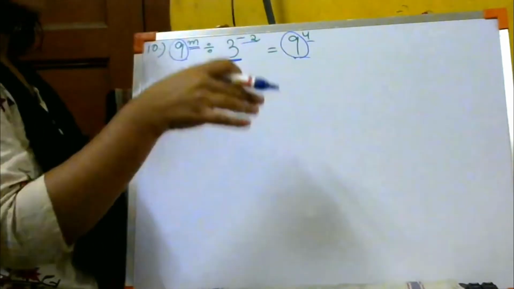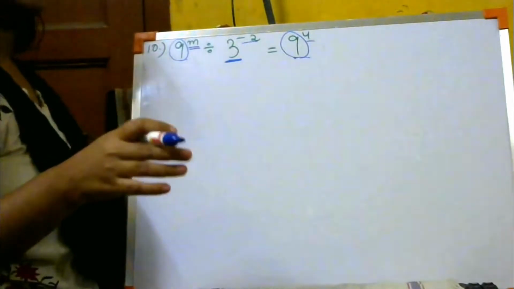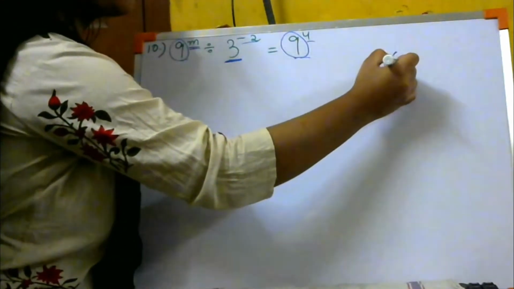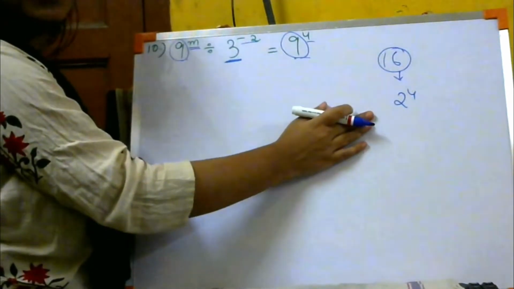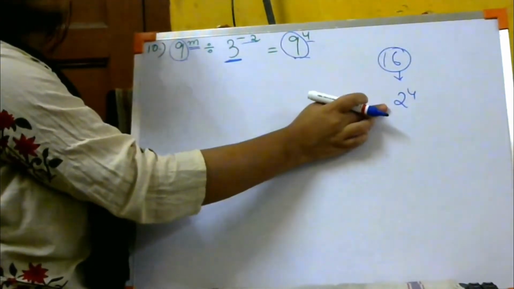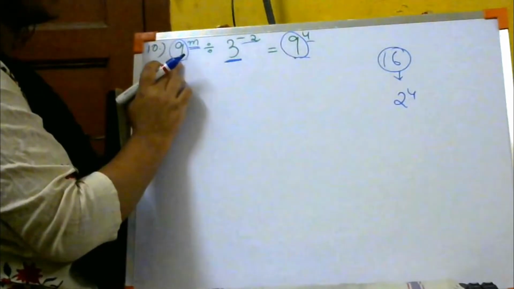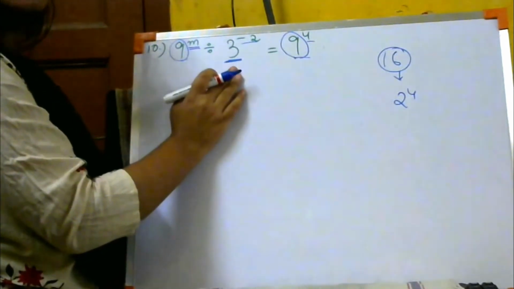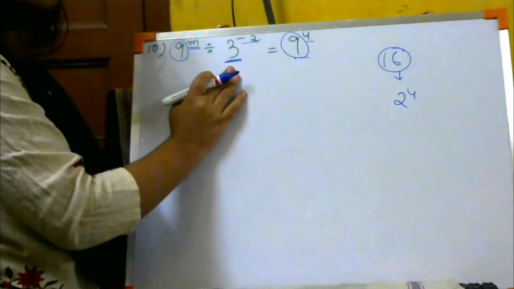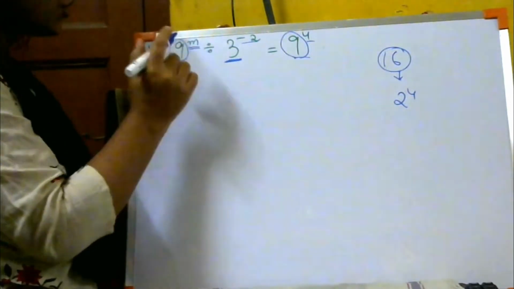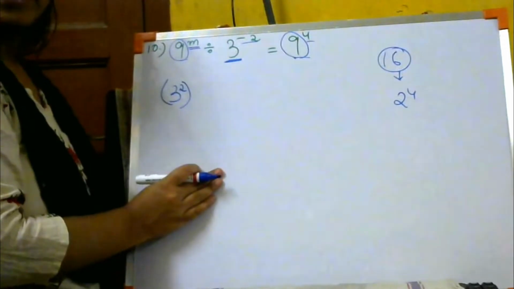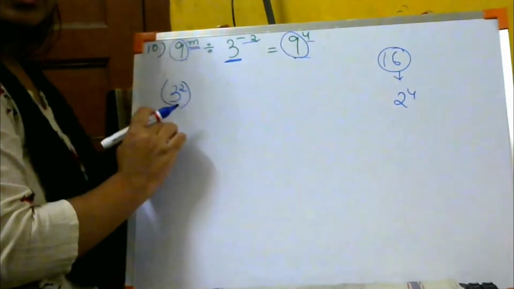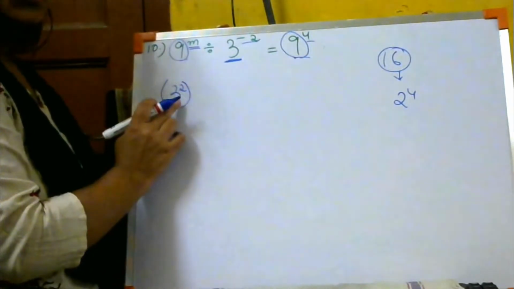If you go into the previous classes or the previous lectures, you're going to find we did one sum where they asked you to make 16 in the form of 2. We had made 16 in the form of 2, isn't it? If you remember that sum, 16 was made 2 to the power 4. Here also you can make 9 in this format where the base will be in the power of 3. Clear? So 9 is actually 3 square, right? 9 is 3 square. 3 into 3 is 9. So 9 is 3 square.